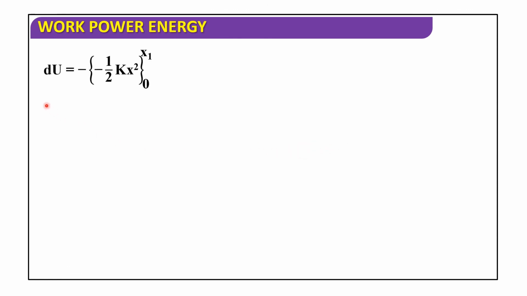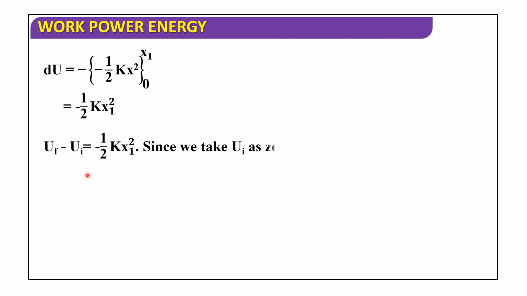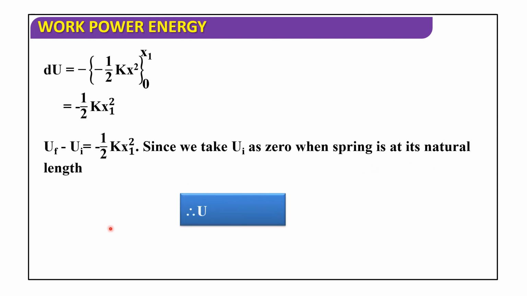So dU equals minus half kx square from 0 to x1. That is equals to minus half k x1 square. So U minus U0 equals minus half k x1 square. Since we take U0 as 0 when the spring is at its natural length, therefore U equals 1 by 2 k x1 square.